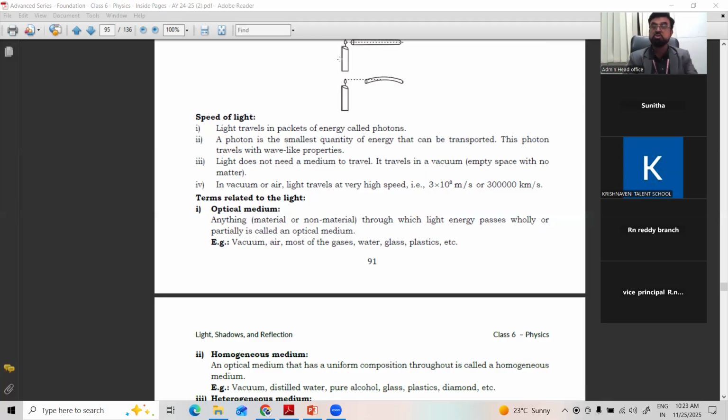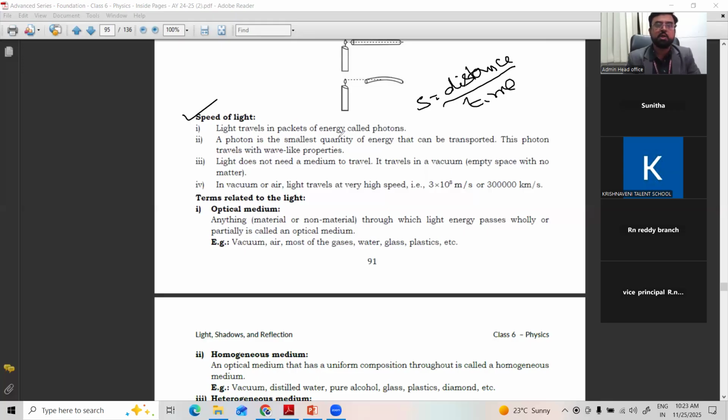Then, speed of light. What is speed? How fast it is traveling. The distance traveled per time is called speed. Right? Speed is nothing but distance by time. How much distance does it travel? Distance traveled by light in a given time is called the speed of light.